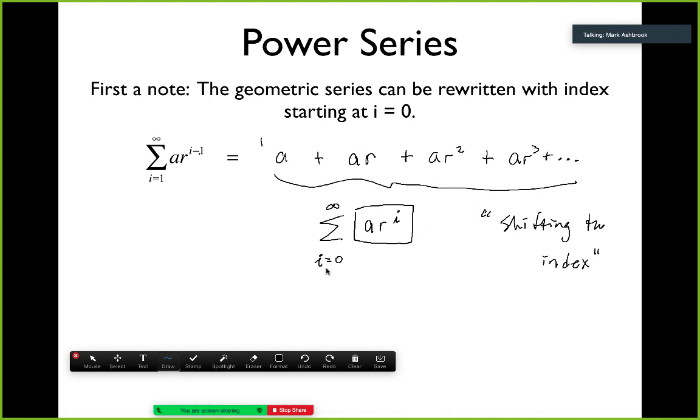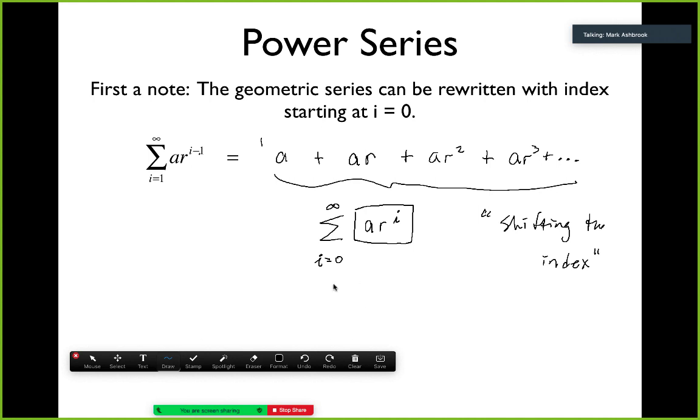The disadvantage now is that i doesn't stand for the term number anymore, right? i equals 5 is not the 5th term, but rather, what is it? The 4th term or the 6th term? 0 is the first. So that's the 6th term, right? So i equals 5 now means the 6th term instead of the 5th term. Okay, questions on that?